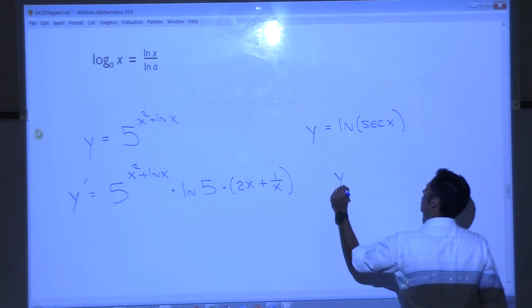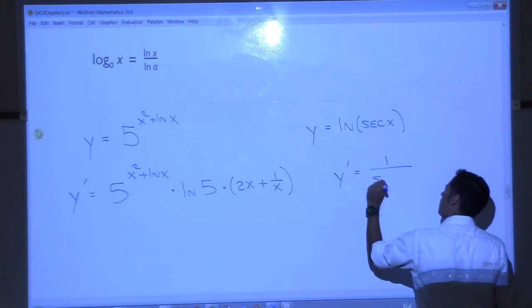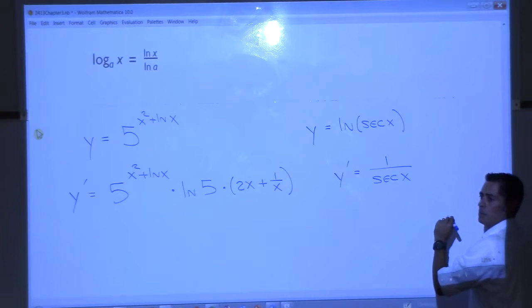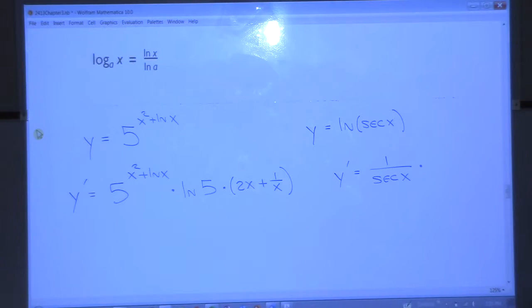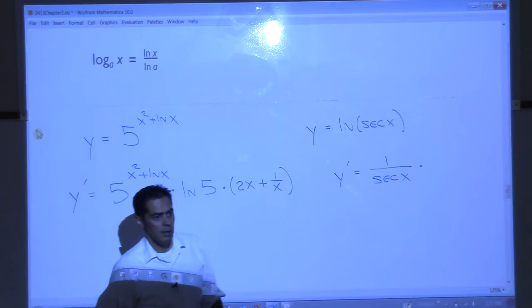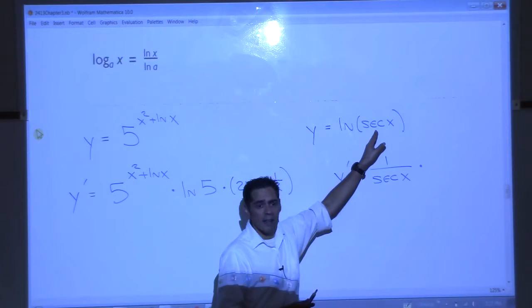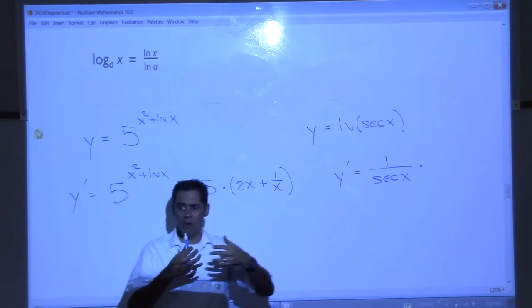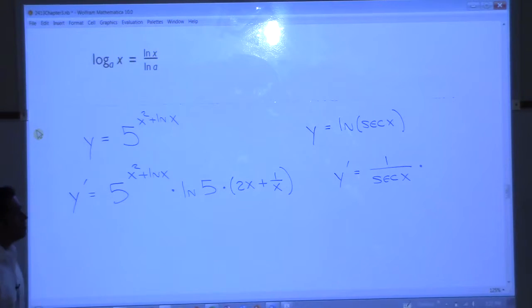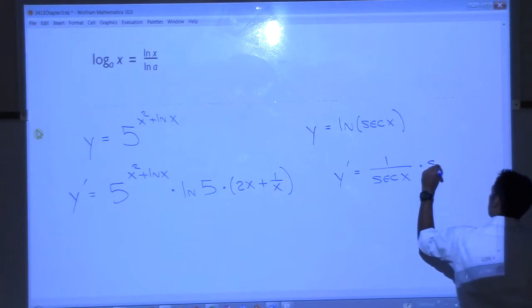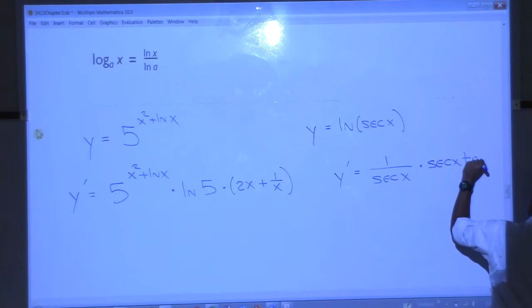One over secant x. Everyone on board? Yes? Times, finish it up with the chain rule. Right, because everyone, I should point this out. This is natural log of secant x, right? This is not natural log times. There's no multiplication here. It's composition. So Ronnie, all you're missing now is the derivative of what was inside. Secant x tangent x. So we multiply this by secant x tangent x.